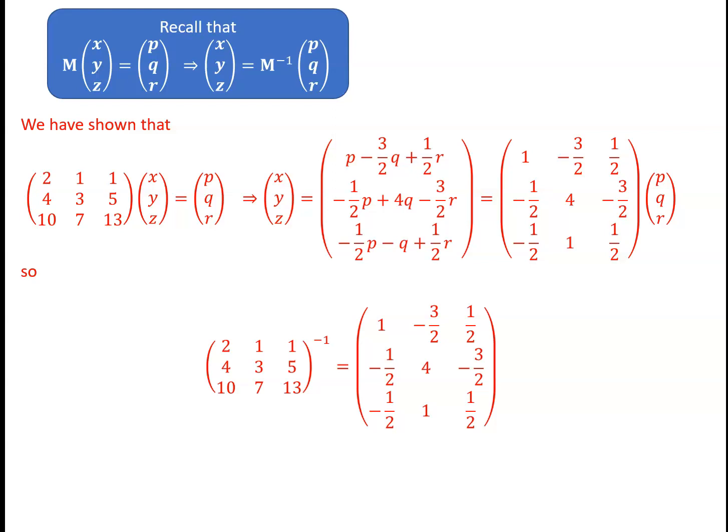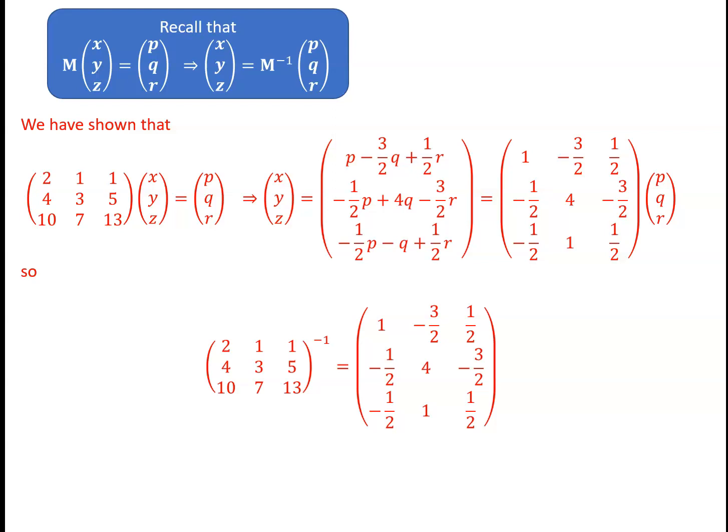In other words, we've got xyz is the matrix 1, minus 3 over 2, a half; minus a half, 4, minus 3 over 2; minus a half, minus 1, a half, times the vector pqr. But we know that xyz is M inverse times pqr. The deduction is that M inverse is this matrix: 1, minus 3 over 2, a half; minus a half, 4, minus 1.5; minus a half, minus 1, a half.